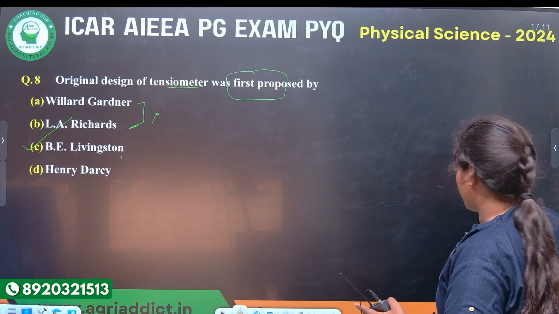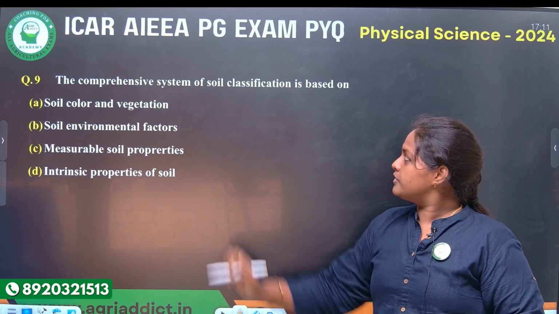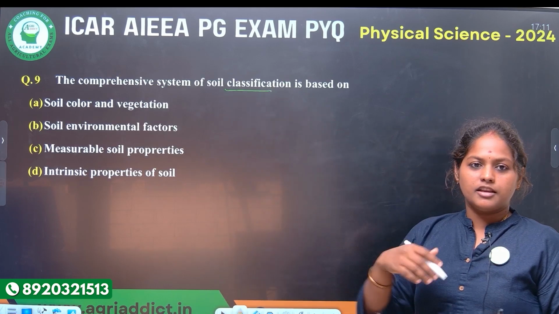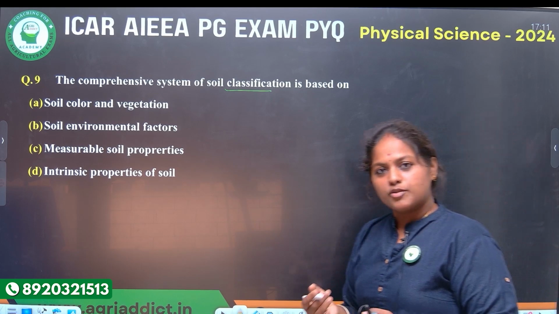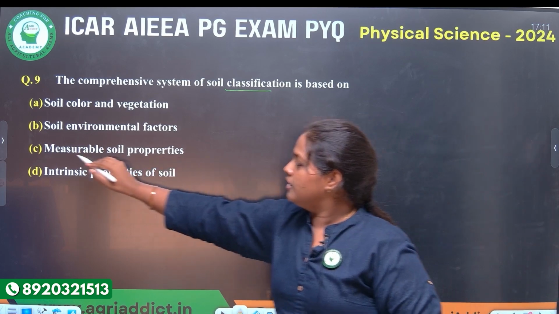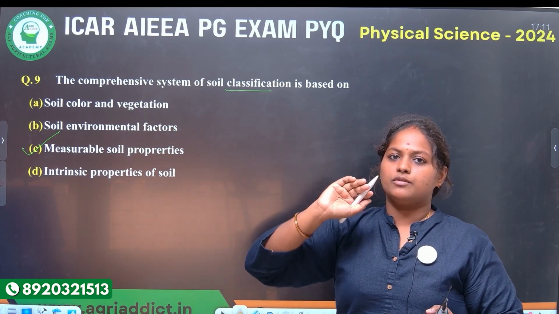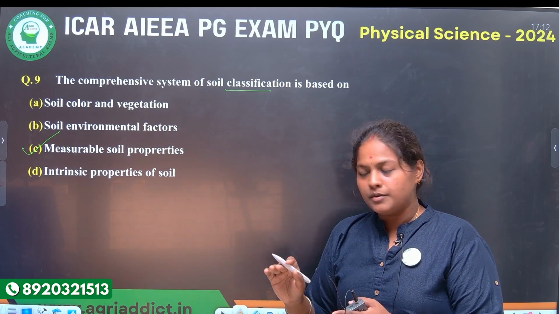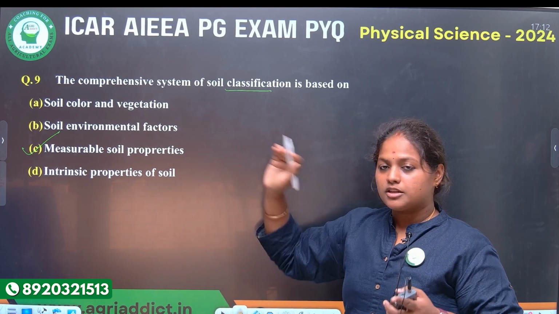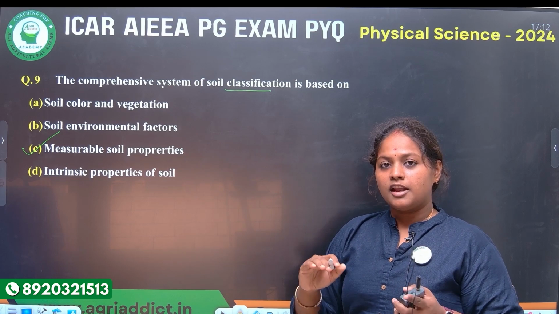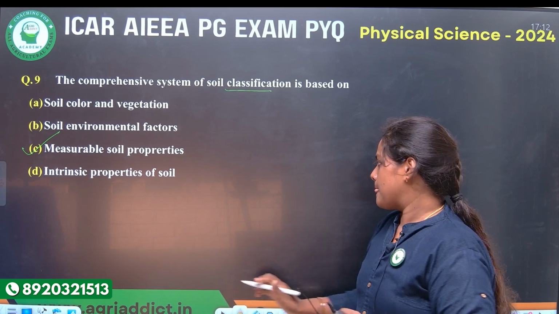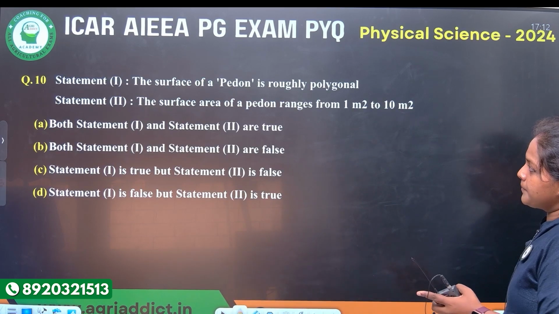So moving on to the next question. The comprehensive system of soil classification is based on measurable soil properties. It is one of the main features of the soil classification system. We will always consider measurable soil properties rather than abstract properties. Okay. Next, moving on to the next question.